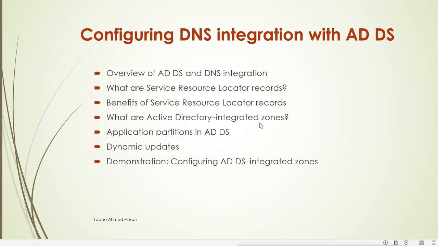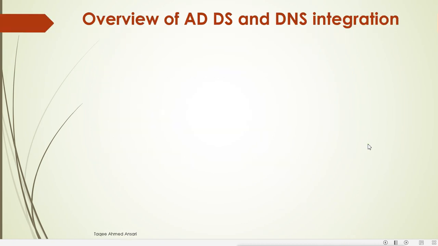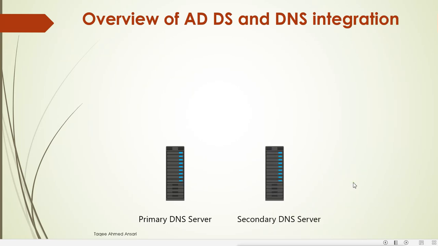Now, configuring DNS integration with Active Directory. We want to configure the DNS with Active Directory. What is the benefit when we do that? Suppose we don't have Active Directory; we normally have a DNS server with a primary DNS server and a secondary DNS server. They do the resolution and send information from one DNS server to the other.